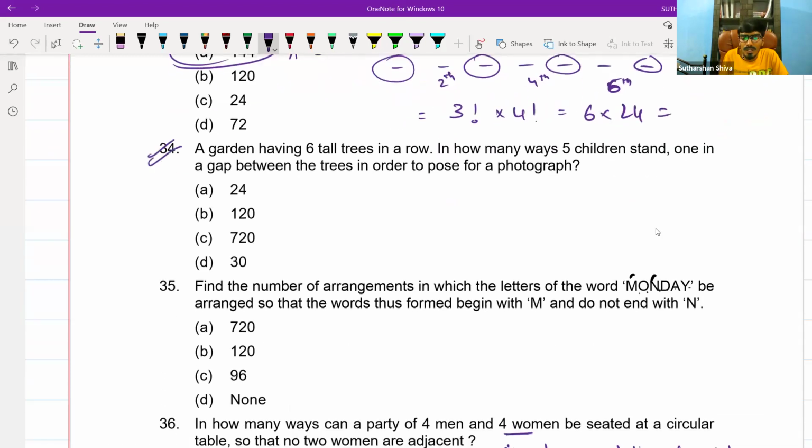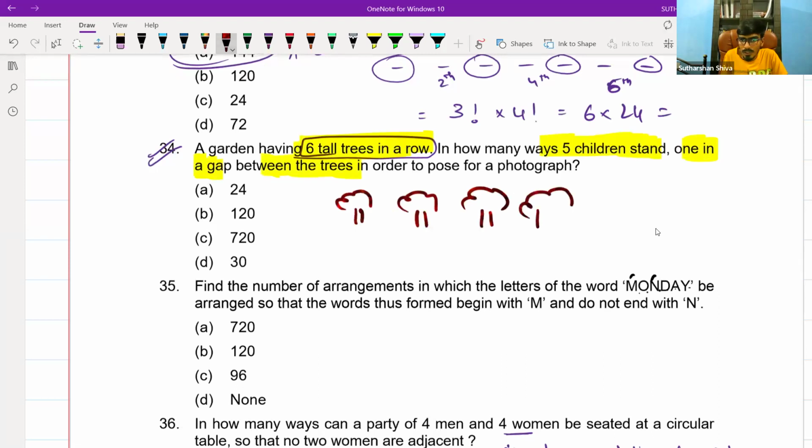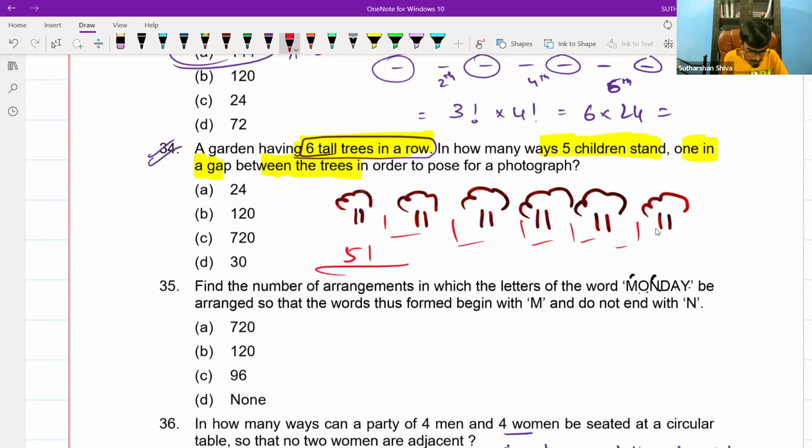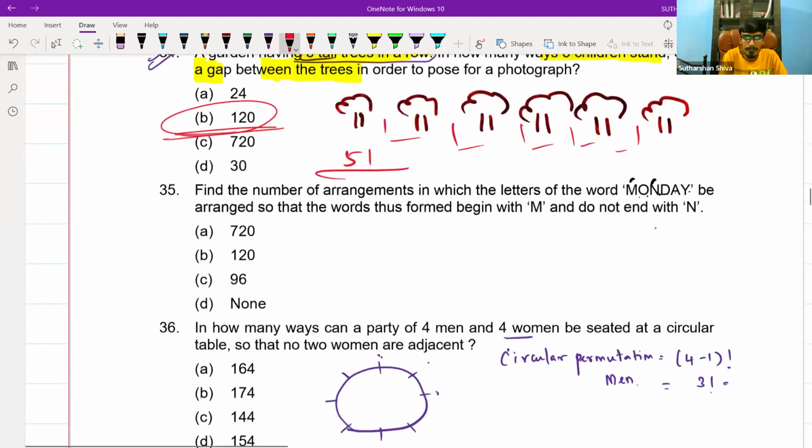Then 34. A garden having 6 tall trees in a row. Read this question carefully. In how many ways can 5 children stand, one in each gap between the trees? They are having 6 trees. Don't draw these trees in your examination. Each person will stand in between the trees. So 5 children will stand in the 5 gaps between the trees. So it is nothing but 5 factorial. 5 factorial is nothing but 120. Option A is your answer. 5 into 4 into 3 into 2, 120.